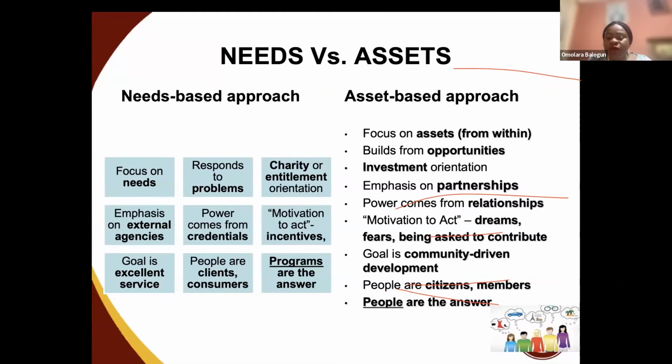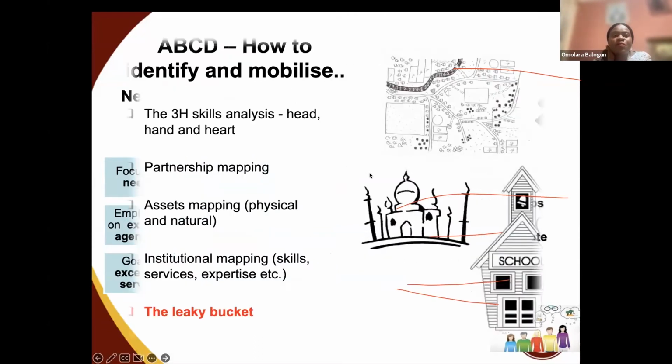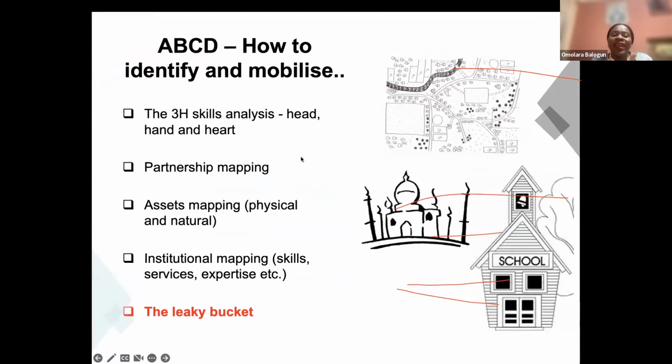It's community-driven and it's people-centered. The people are the major assets for any organization. Now, very quickly, let me move to how you can identify and mobilize your assets as an organization or as a community. There's what we call the 3H skills analysis in ABCD, which means using your head, your hand, and your heart. What can you do with these three features of your body?